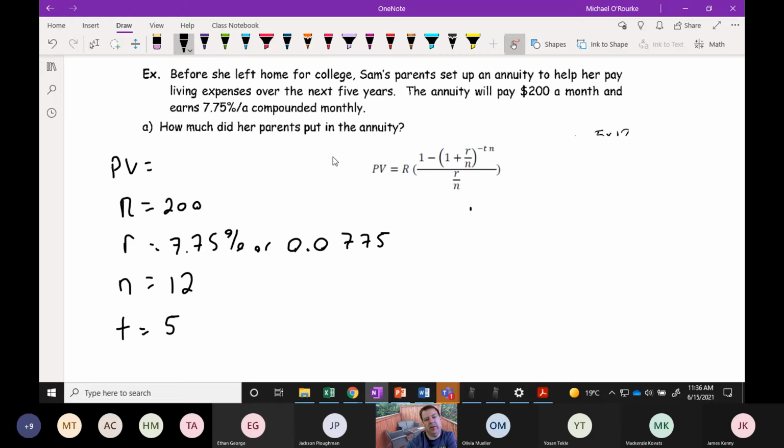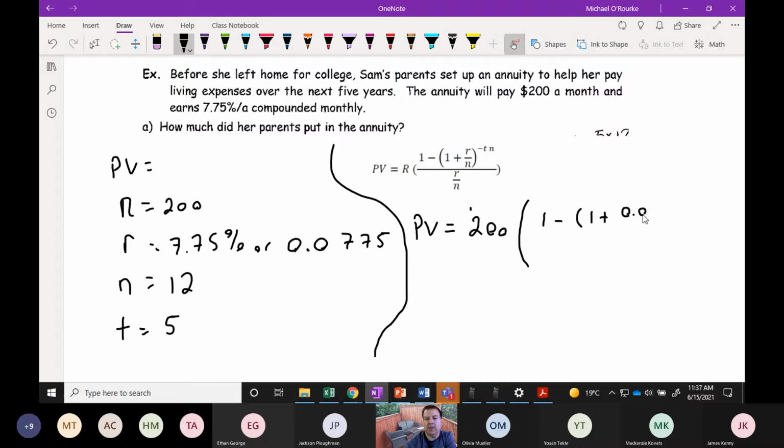So then let's plug everything into our formula. Remember, if you can make your formula here and then use your TVM solver, you're sitting at 90%. So I'm just going to replace everything in my formula. 0.0775 over 12 to the power of negative Tn. So that's 60 altogether. Big bracket. My brackets are horrible.